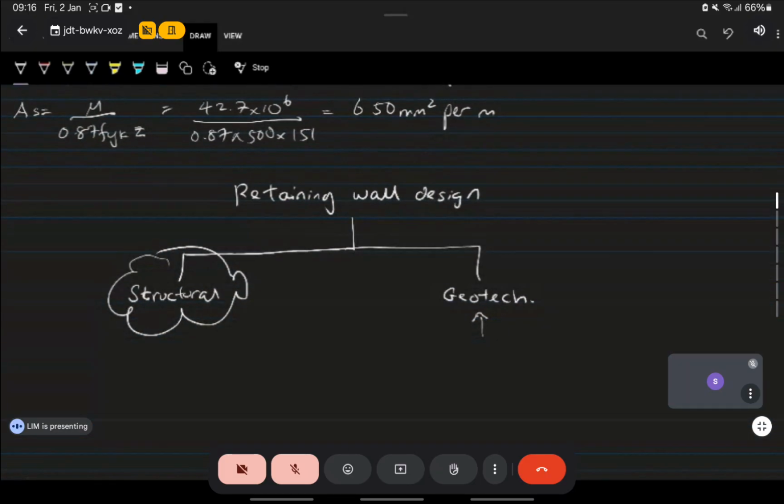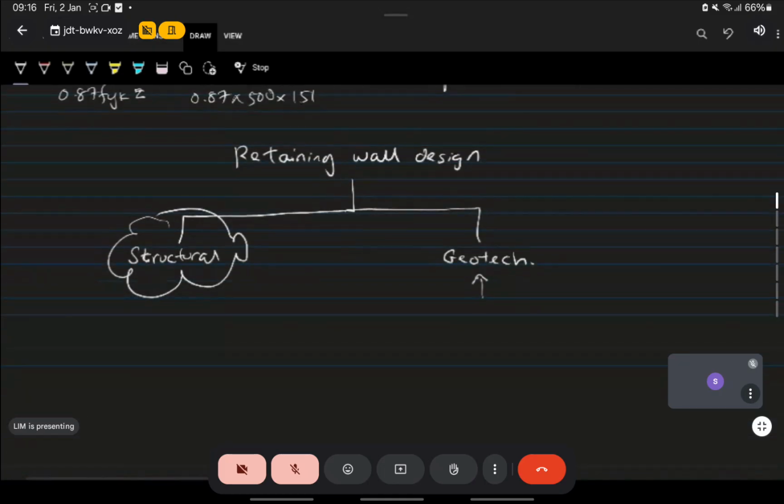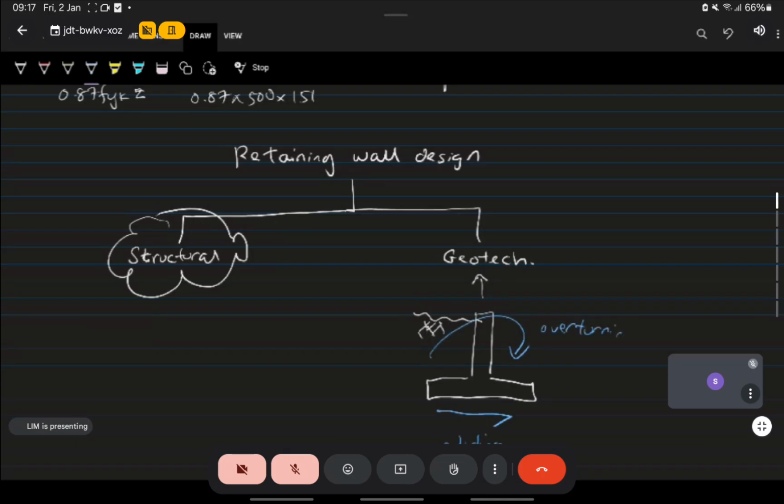Okay? But just for your revision, what are the geotechnical checks that you have to do for the retaining wall? Have you done retaining wall design in Geotech? Yeah. So what are the checks that you have to do? Sliding. Correct. And overturning. Sliding and overturning. And then there's FOS, right? Overturning FOS is normally 1.5, I think. Sliding FOS normally 2, right? Yeah. Okay. That's one.